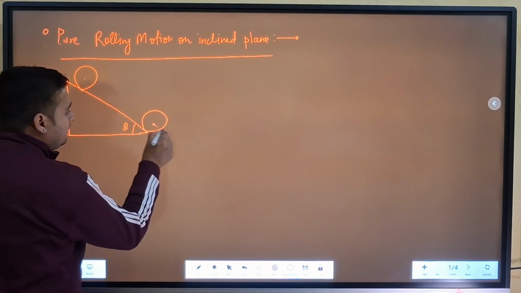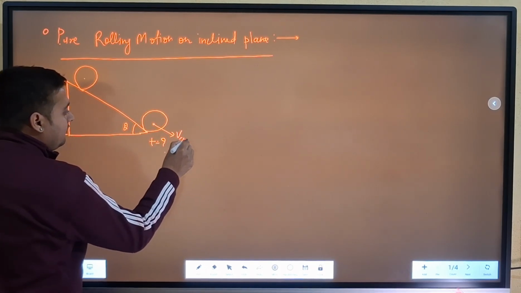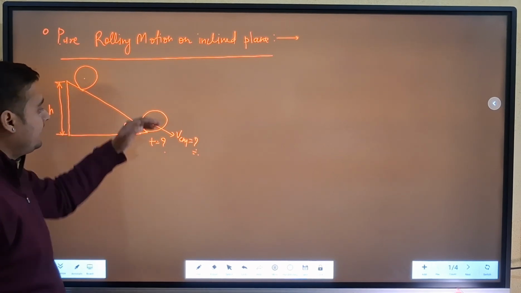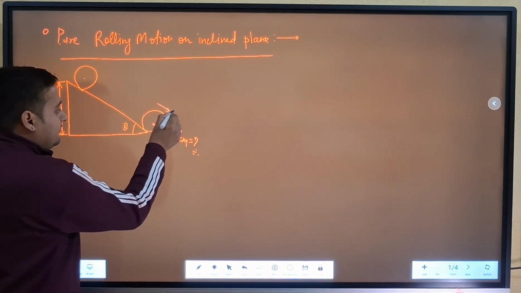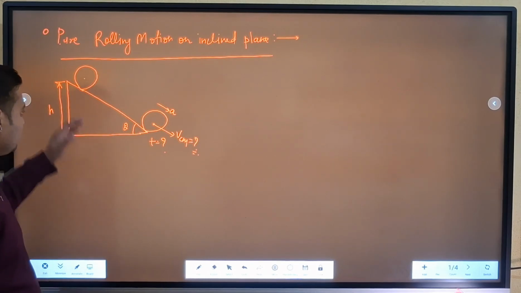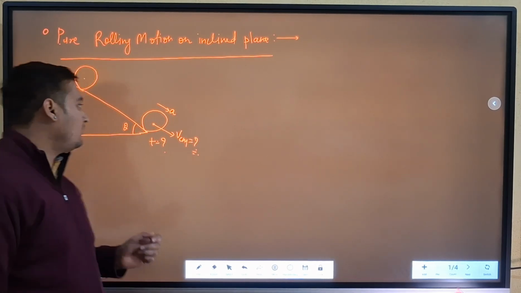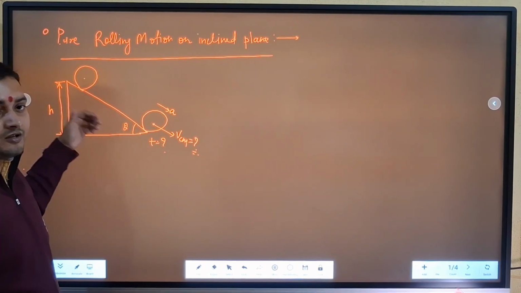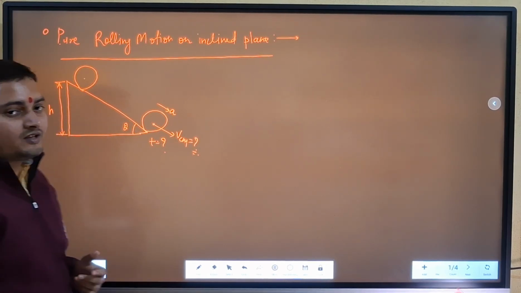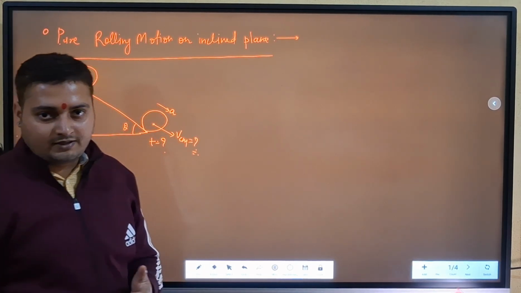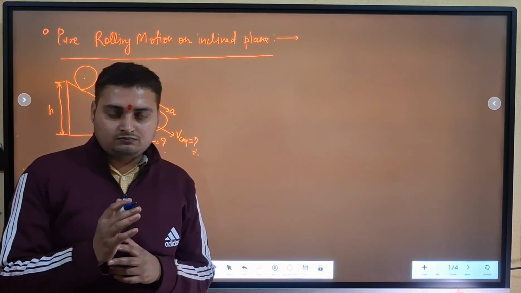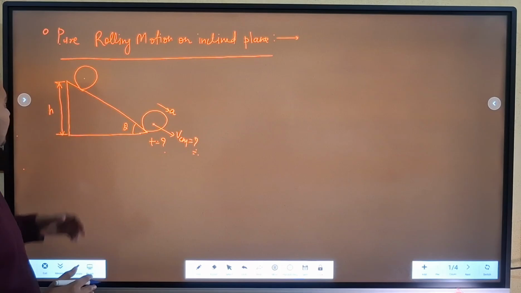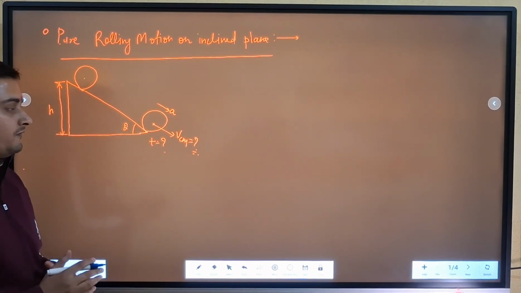Second thing, we want to calculate what will be the center of mass velocity when it reaches the bottom point. And third thing, we want to calculate what will be the acceleration here. And fourth parameter, we want to calculate, for performing the pure rolling motion, what will be the minimum friction coefficient. So these four parameters we want to calculate here. So first we start with the calculation of the minimum friction coefficient.